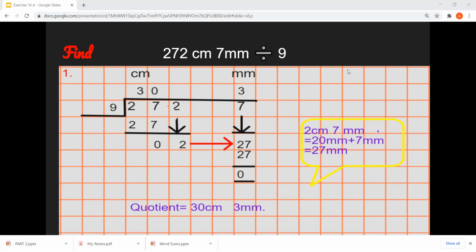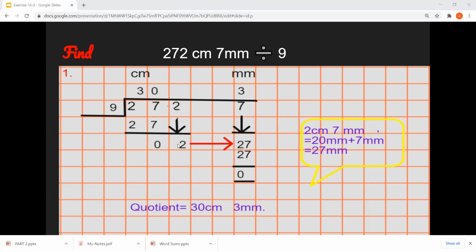These are two different units. One is centimeter and the other one is millimeter. When we divide it by 9, we will read the table first of all. The first number in the division is 2. That is smaller than the divisor, 9. So we will take the first two numbers, that is 27. Now we will see the table of 9. We know that 9 threes are 27. And when we subtract 27 from 27, we get remainder 0. And now we will carry down the next number, that is 2.